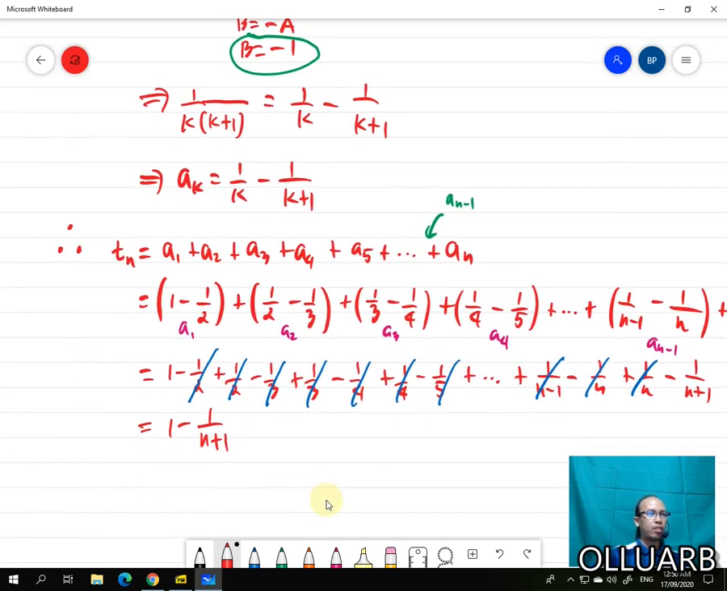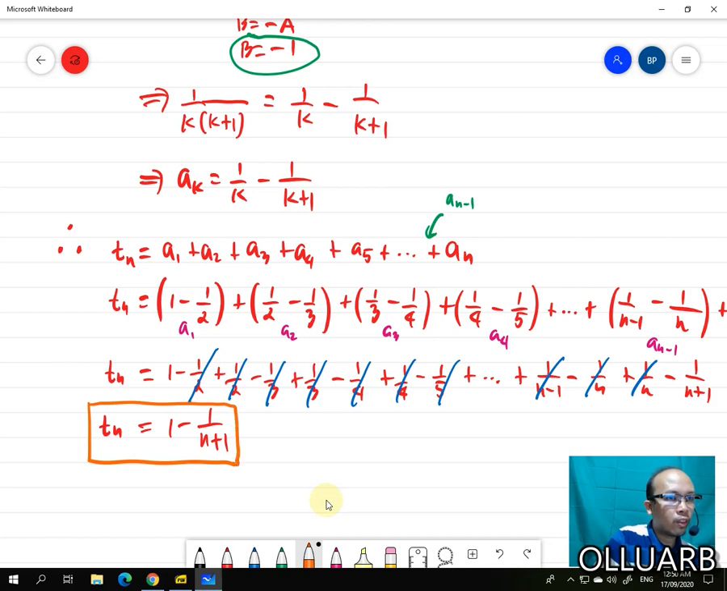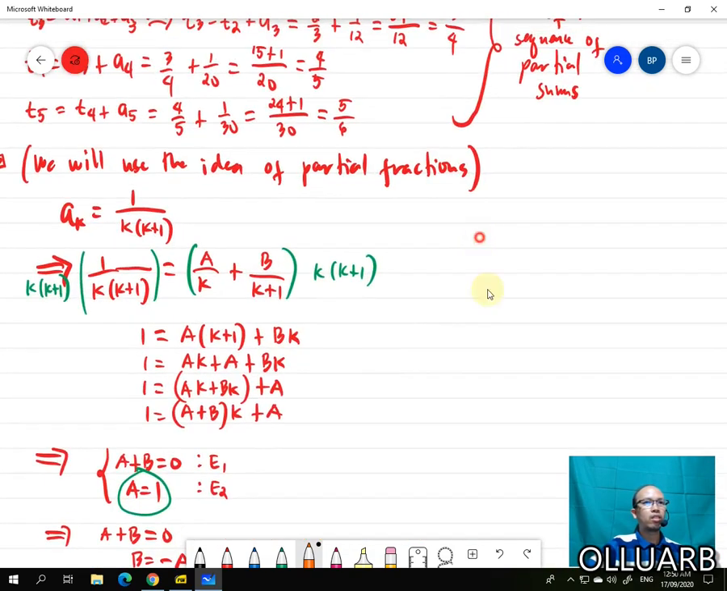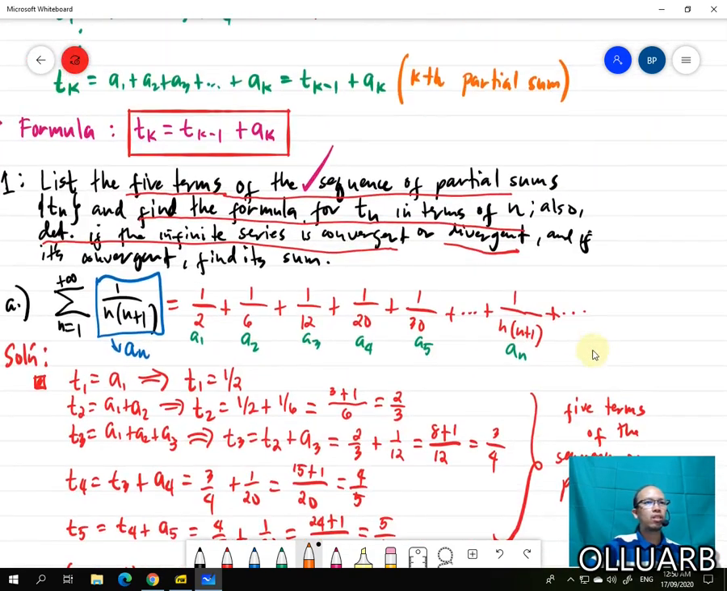So this is our t sub n, and we are done, since the question asks to find the formula for t sub n in terms of n. So we are done with the second question, let's put a check.